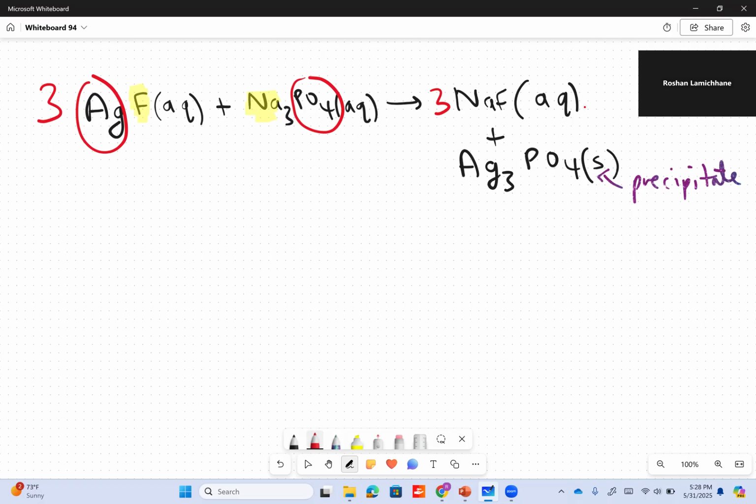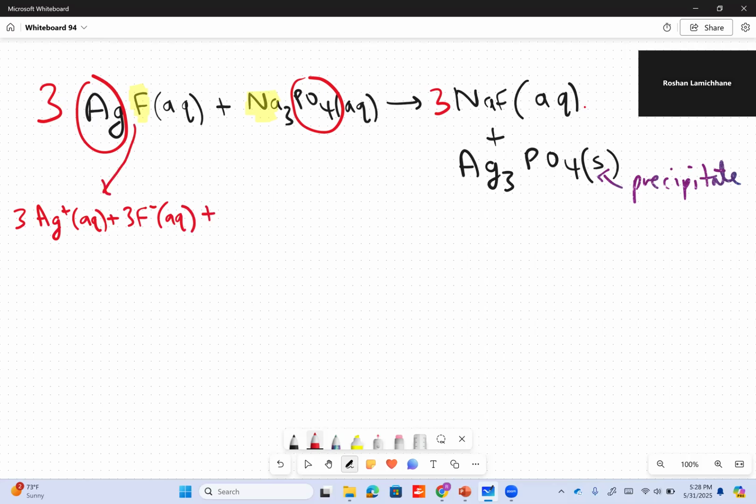The next thing I'm going to do is write down my total ionic equation, or complete ionic equation. The idea is I'm going to break these soluble salts into their cationic and anionic forms. So I have 3AgF, 3Ag+, and then 3F-, because this is a soluble salt.